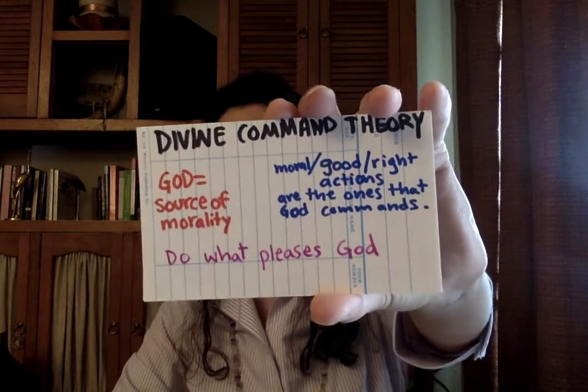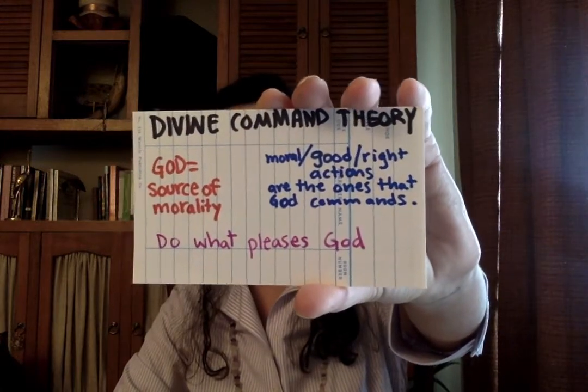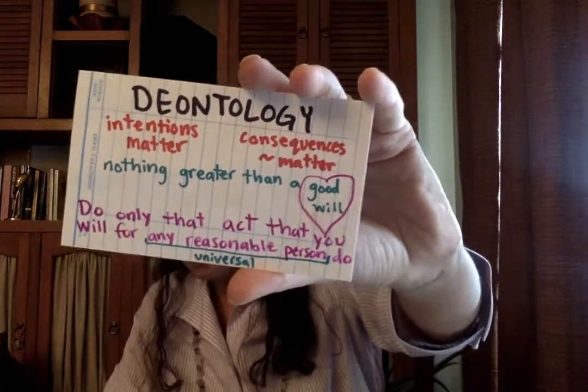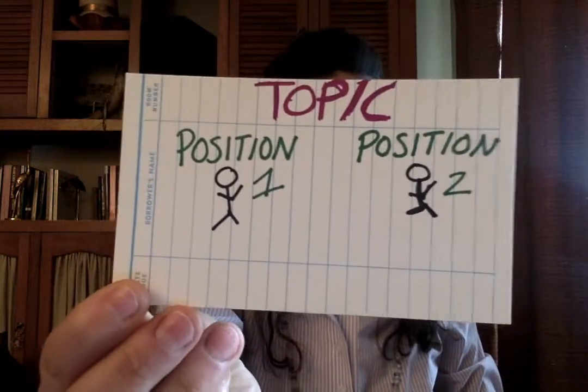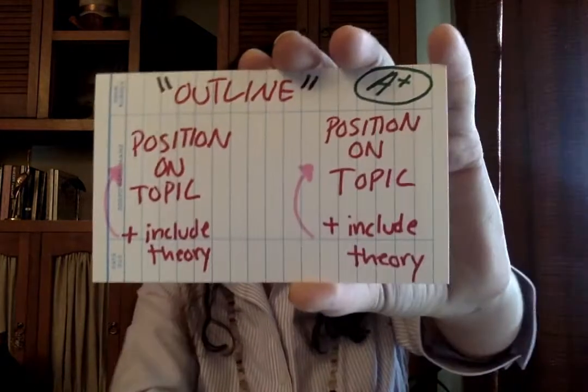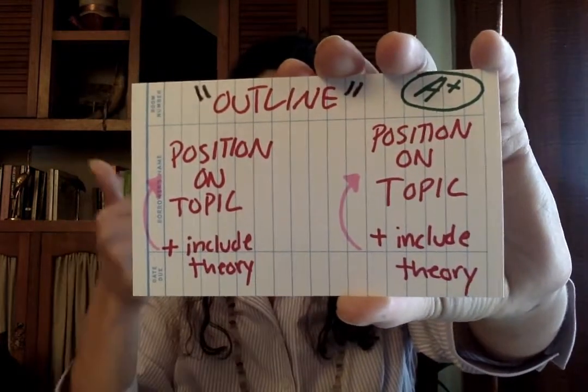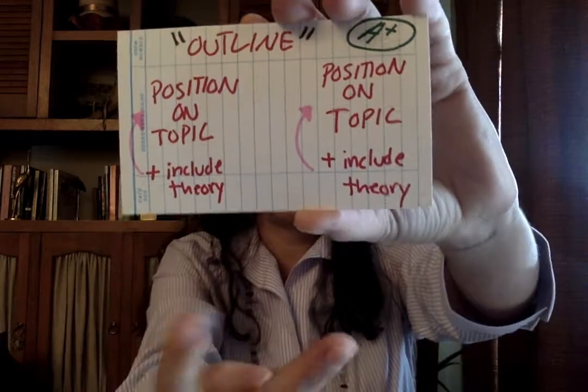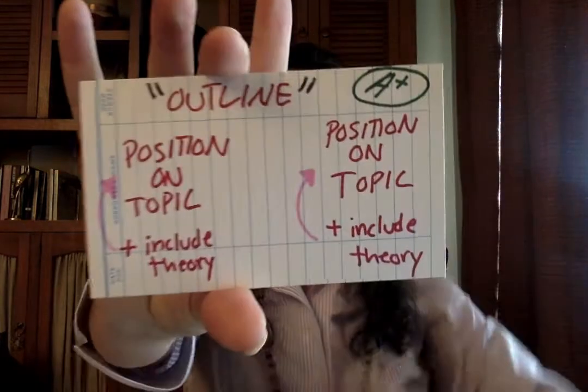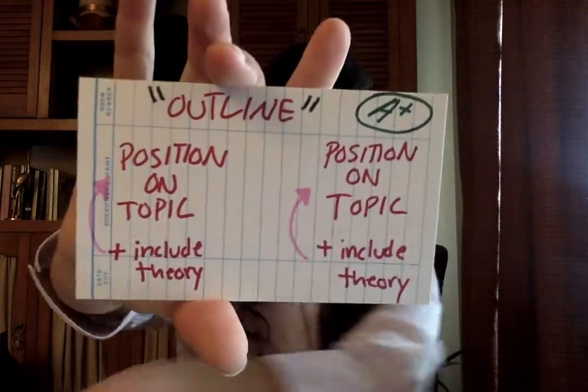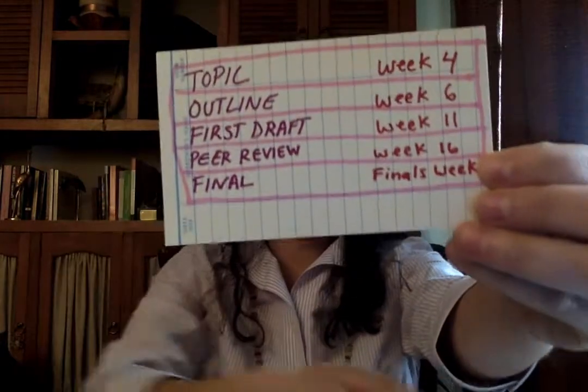Someone who is against making abortion legal might be a divine command theorist. They might say that this is God's plan. That's why the person is pregnant. Do not allow them to terminate the pregnancy. Or maybe they're a deontologist. The point is that to outline the two positions involves saying what the person thinks and why the person thinks it, including a theory for each side. That is an A+ outline, which is due by the end of week 6.